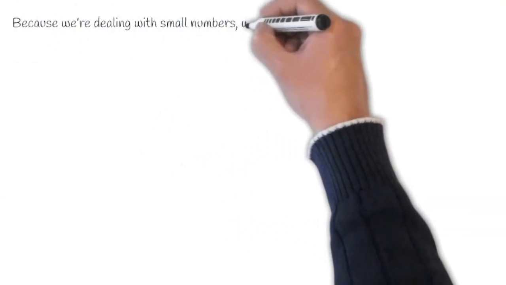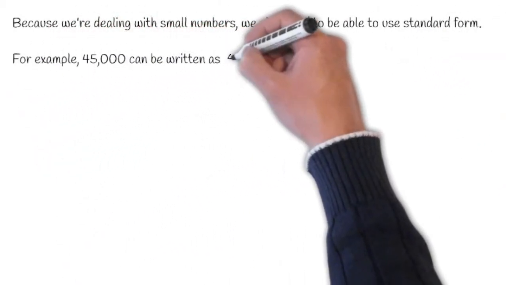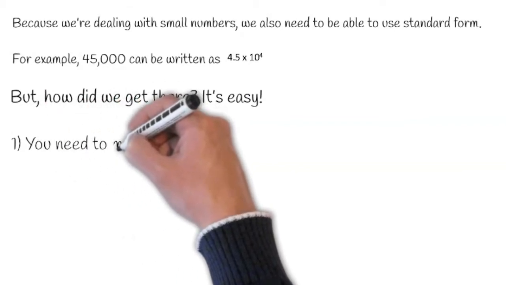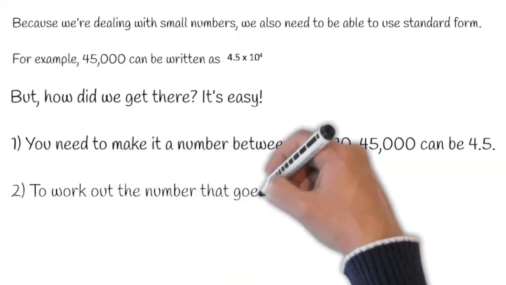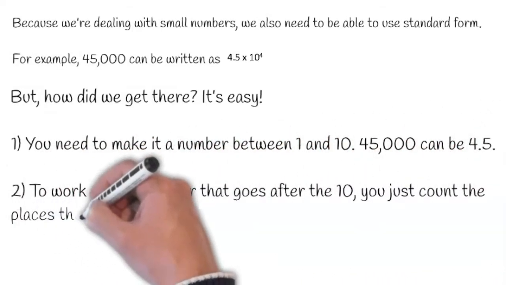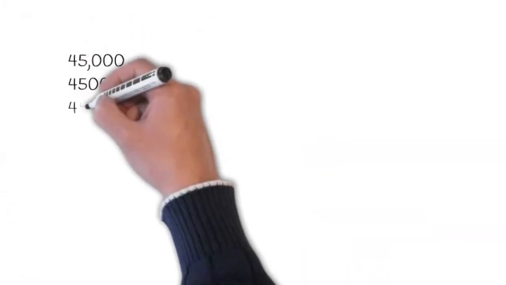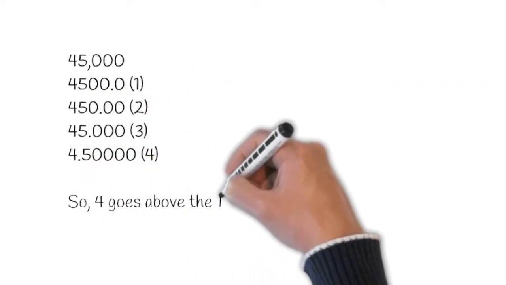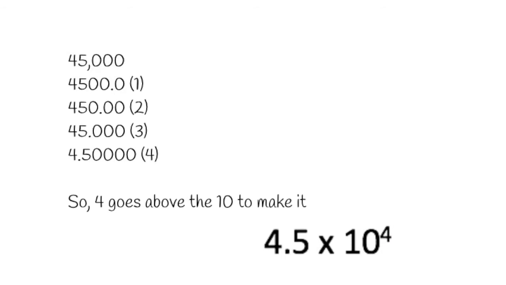Because we're dealing with really small numbers, we also need to be able to use standard form. For example, 45,000 can be written as 4.5 times 10 to the power of 4. But how do we get there? It's easy. First, you need to make a number between 1 and 10. 45,000 can be 4.5. Then, to work out the number that goes after the 10, you just count the places the decimal place had to move to make 4.5. We'll do that now. It had to move 4 times. Therefore, we put 4 after the 10 to make 4.5 times 10 to the power of 4.